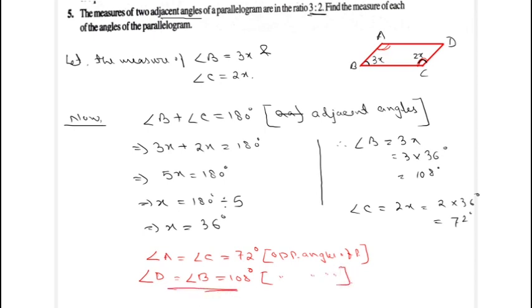Now move to question number 6. Two adjacent angles of a parallelogram have equal measure. Find the measure of each of the angles of the parallelogram. It is the same as before, only here the clue is not given in ratio form, it is directly given.